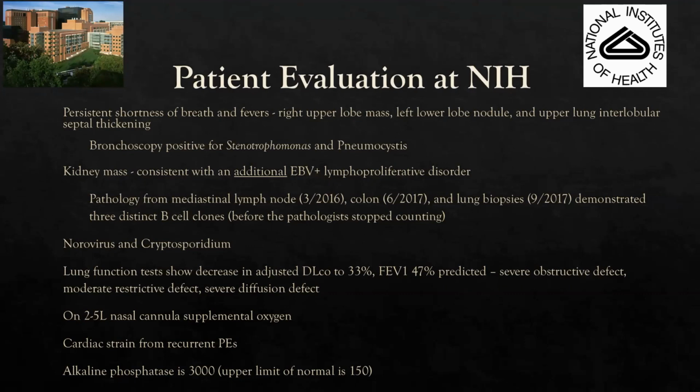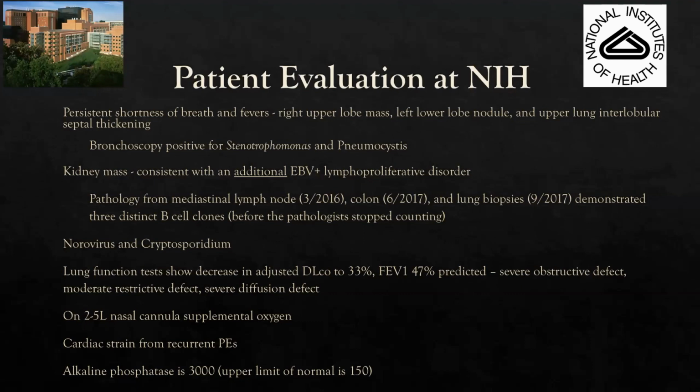And as the pathologists are looking through all the different biopsies over time, they're each distinct B cell clones, and they actually stopped counting clones because it's not going to change what we do. He was found to have chronic norovirus and cryptosporidium. His lung function tests, now that he's gotten radiation, are much worse, and his DLCO is 33%. He has restrictive and obstructive and diffusion defects.